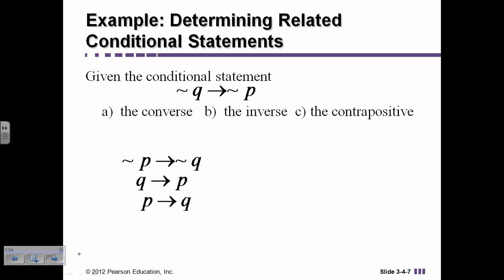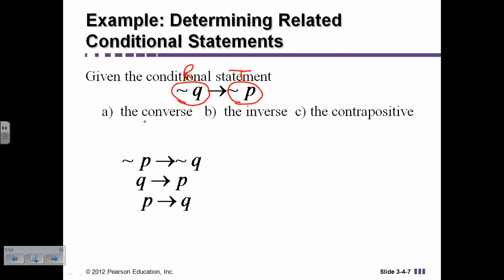So let's say I had the conditional statement, instead of having words, what if I had symbolic form and I said the conditional statement that I start with is not Q implies not P. So if you think about it this way, you have to sort of ignore your P's and Q's. This first part here is my P value. The second part here is the Q value. Or if we want to think of this a different way, maybe it'll make it clear for us. The first part here, let's call that R. And the second part we'll call T.